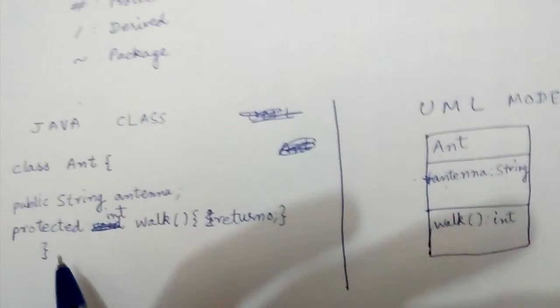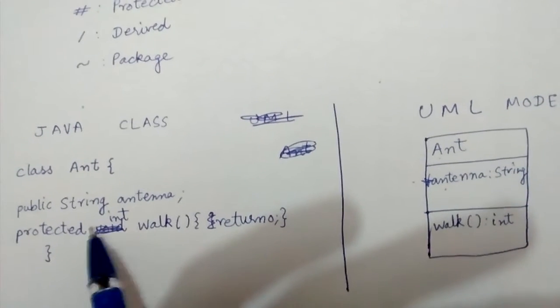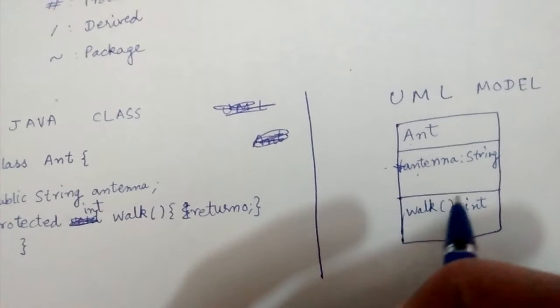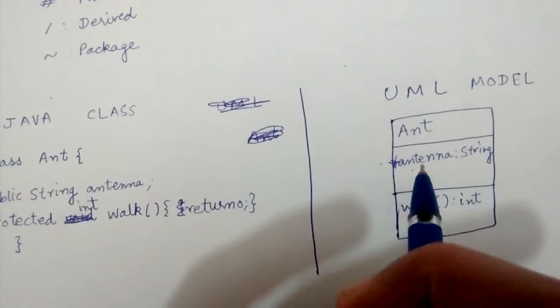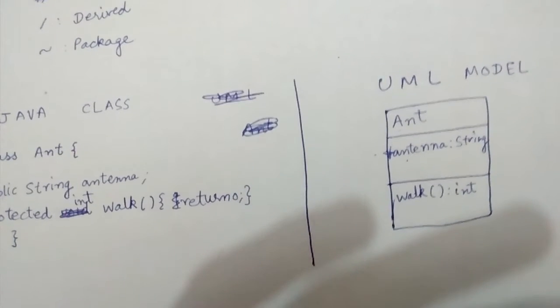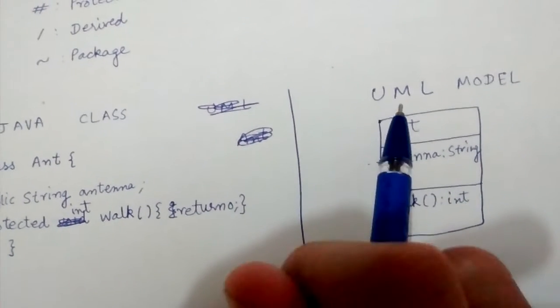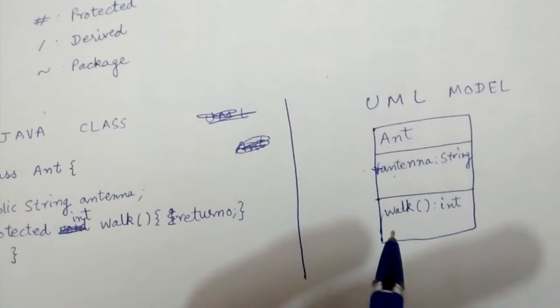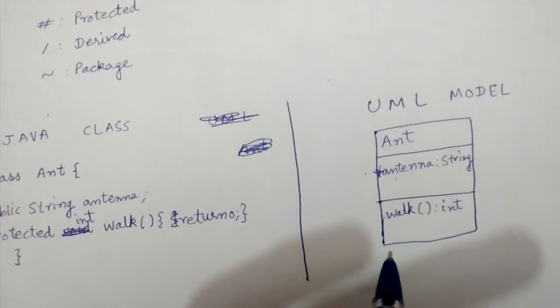Now it's correct. And there is a method also in this class, so we draw one more line and write the names of all the methods in the third rectangle. So this is how it goes. The first rectangle contains the class name, the second the variable names, and the third all the method names.